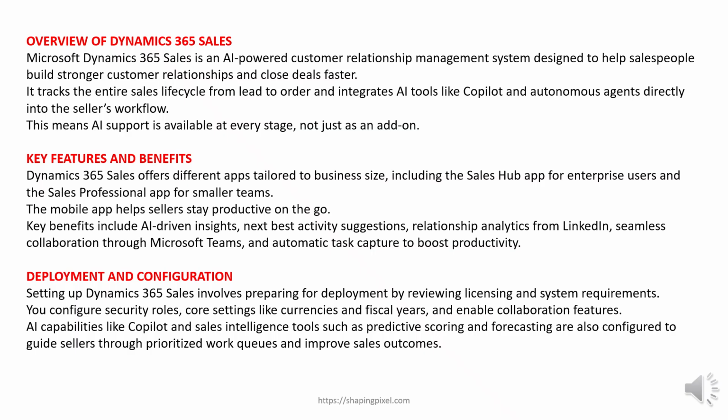Deployment and configuration. Setting up Dynamics 365 Sales involves preparing for deployment by reviewing licensing and system requirements. You configure security roles, core settings like currencies and fiscal years, and enable collaboration features. AI capabilities like Copilot and sales intelligence tools, such as predictive scoring and forecasting, are also configured to guide sellers through prioritized work queues and improve sales outcomes.